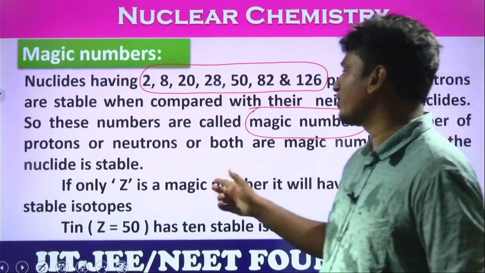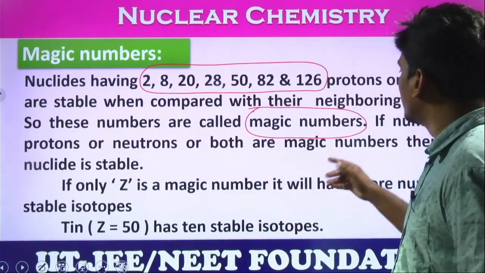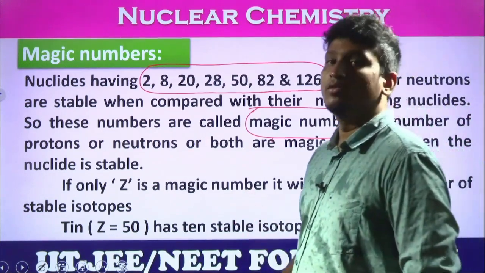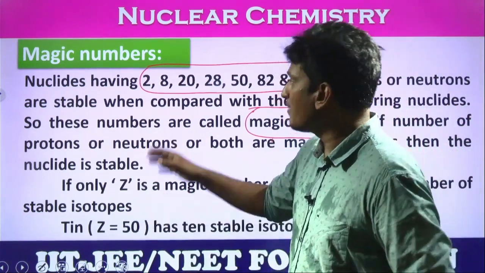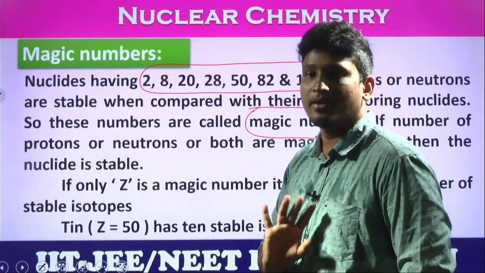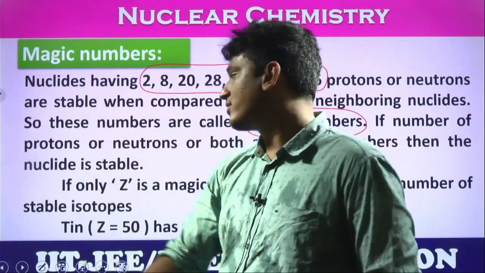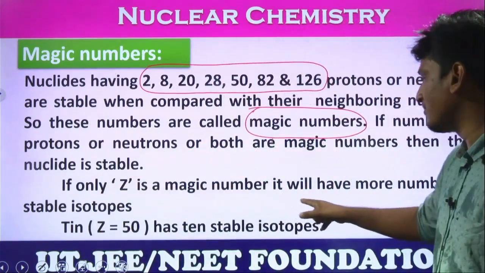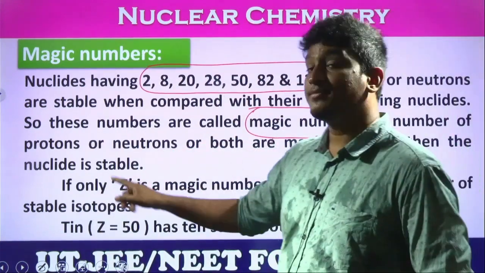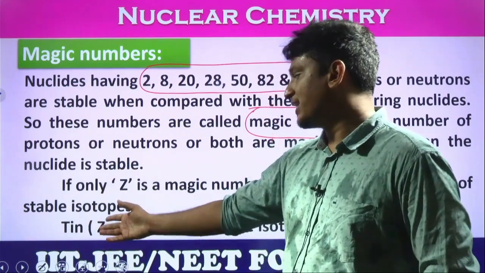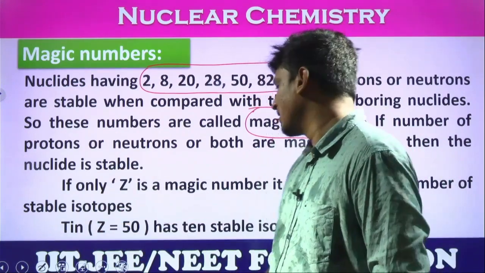If the numbers of protons and neutrons are both magic numbers, then the nuclide is more stable. For example, if only the atomic number is a magic number, not the number of neutrons, that is more stable and also has the maximum number of isotopes. If only Z is a magic number, it will have the maximum number of stable isotopes. For example, tin with atomic number 50 has stable isotopes.